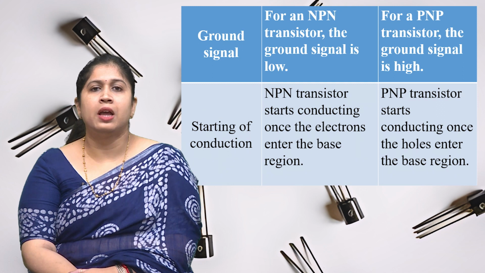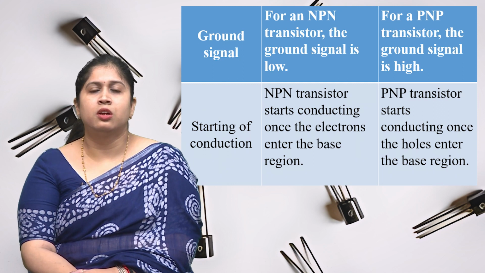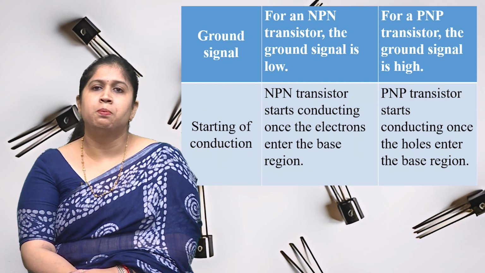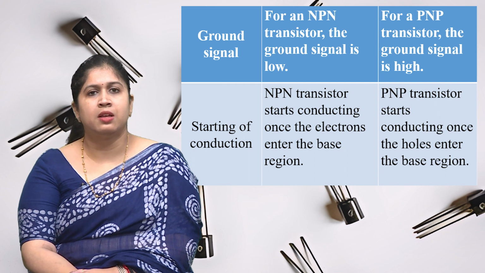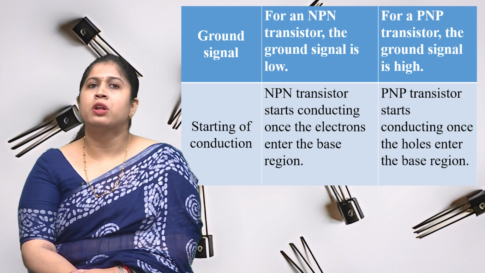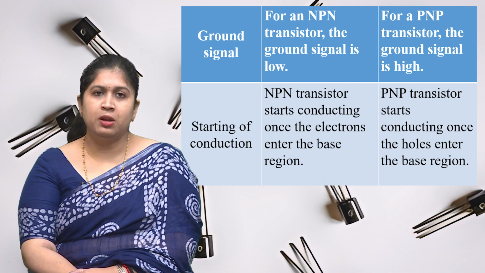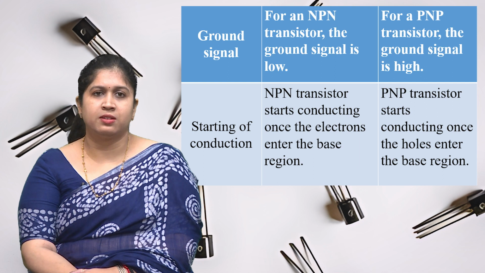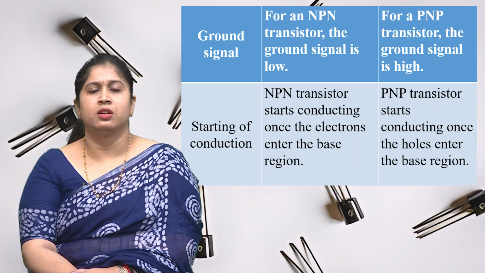Ground signal. For the NPN transistor, the ground signal is low. For the PNP transistor, the ground signal is high. Means if you are talking about NPN, the ground signal will be low, on the other hand PNP will be high. Now we are discussing the starting of conduction.